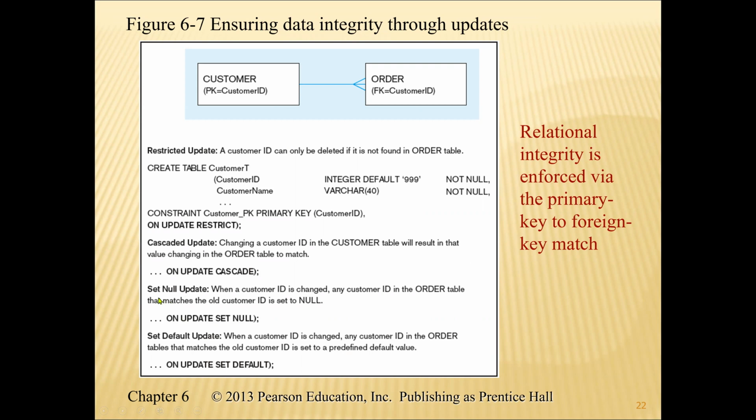We also have to set a null update. When a customer ID is changed, any customer ID in the other table that matches the old ID will be set to null. We don't need that relationship anymore. And that's called ON UPDATE SET NULL. Then we also have ON UPDATE SET DEFAULT. The whole goal here is again data integrity, or consistency, in our database system, especially when there are relationships.